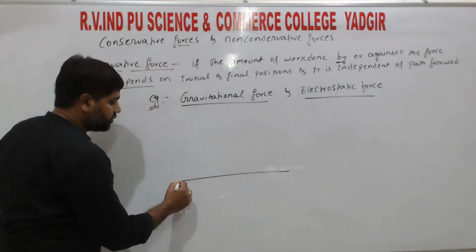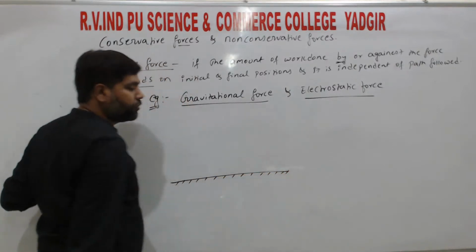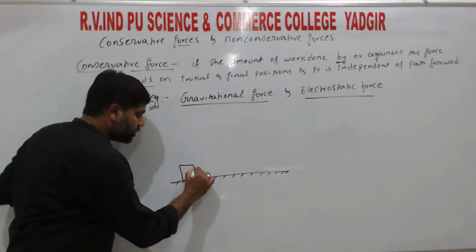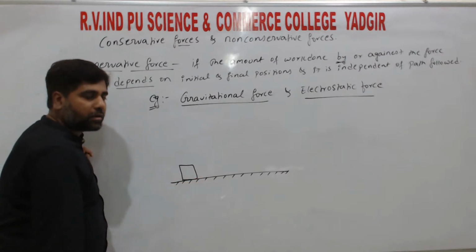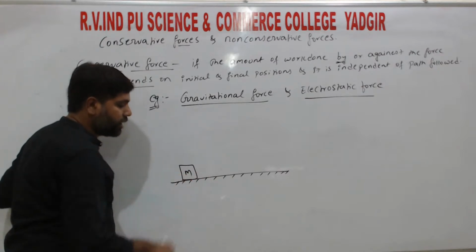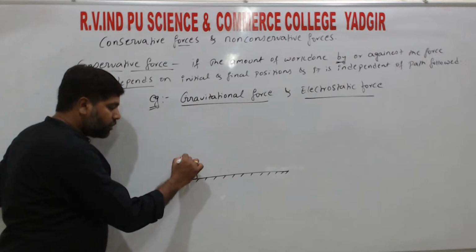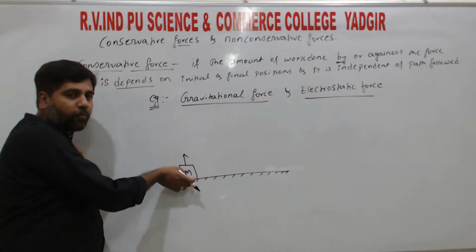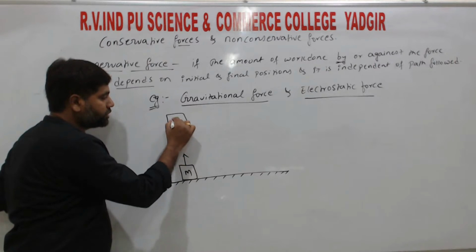So this is the surface or ground, right? Consider one object which is on the surface of the earth having some mass m, right? So now I am applying some force, that is the external force, to lift this object of mass m to a certain height h.